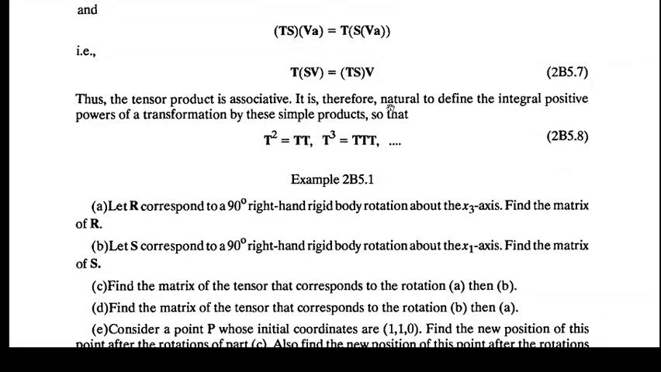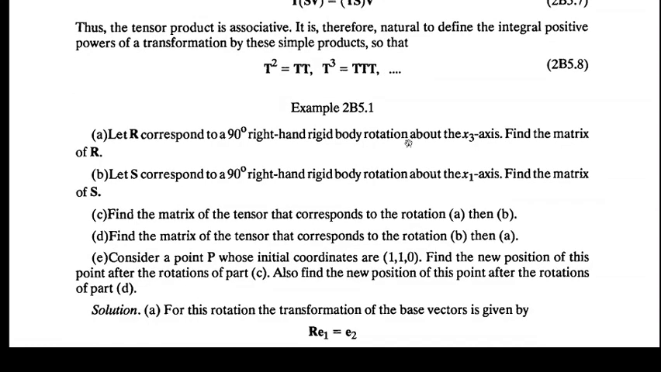So with the help of this you can find any integral positive power of T: T square, T cube, T4, T5, like this. Now in this example you are asked to find the product of two tensors. First you will be asked to find the matrix of R and S, rotation and reflection, then the matrix of their product, then how that product will transform any vector.